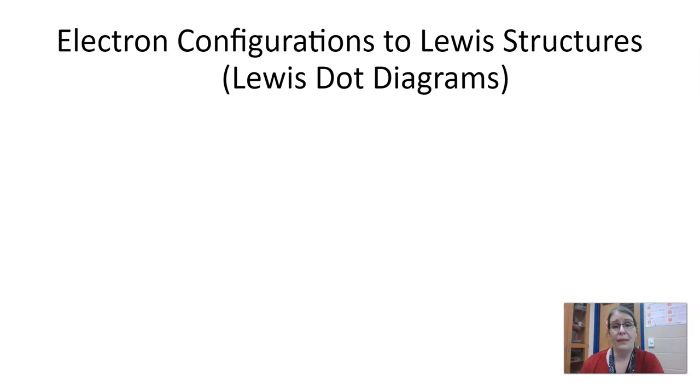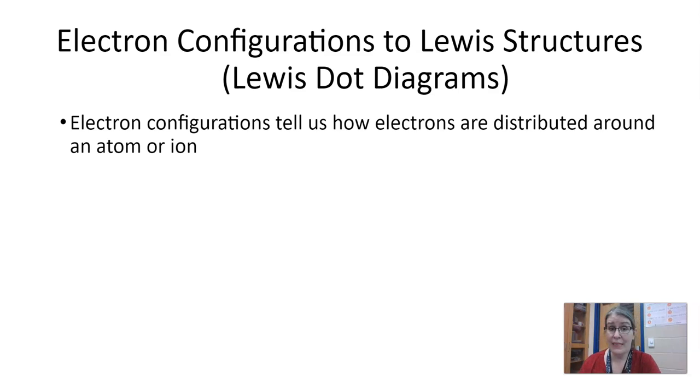So to go from an electron configuration to what's called a Lewis dot diagram, we need to think first about electron configurations. Remember those rules that we had for how electrons are distributed around an atom or an ion. For example, we could use oxygen. If we look at the periodic table, we see that oxygen is element number 8. So it has 8 protons and 8 electrons in the neutral atom.